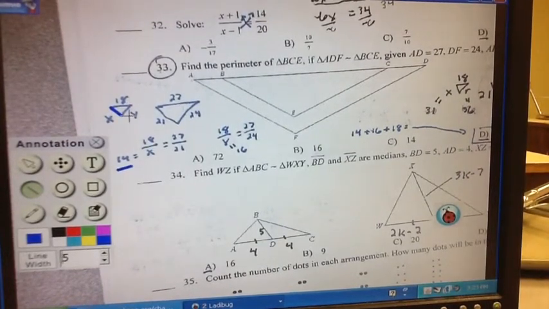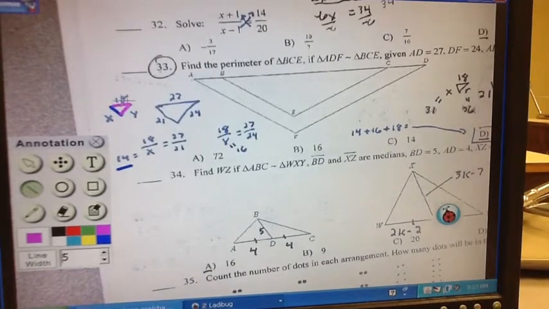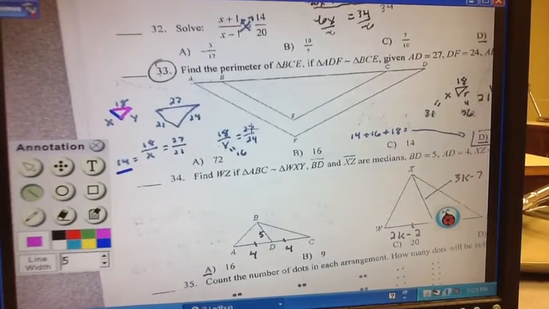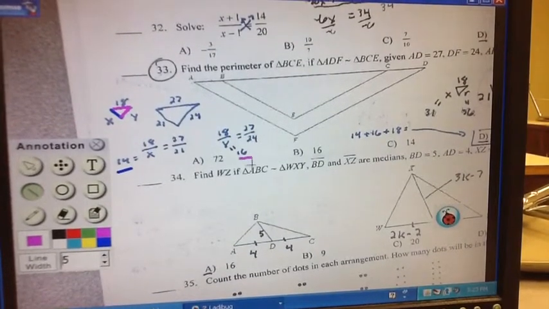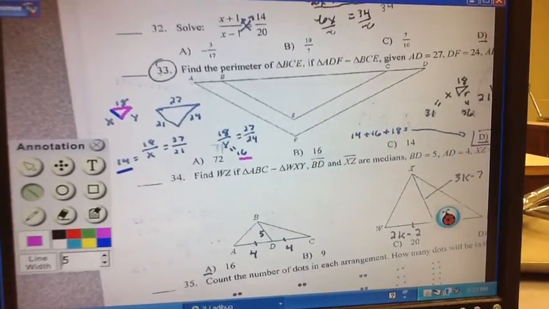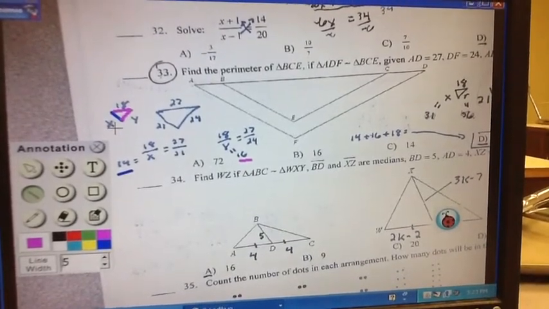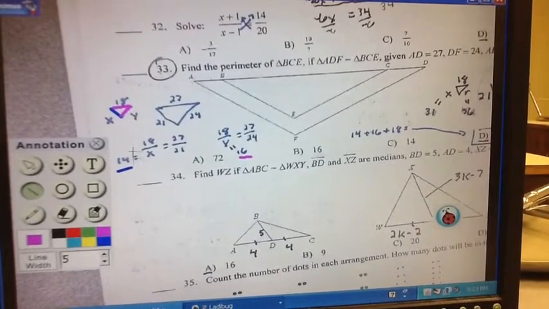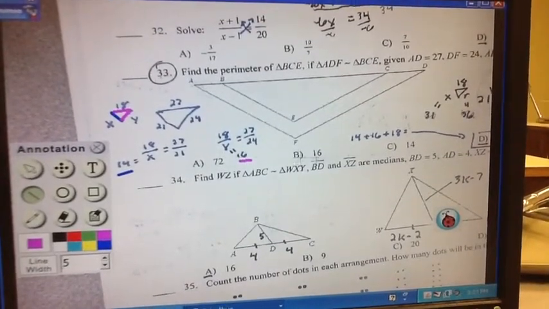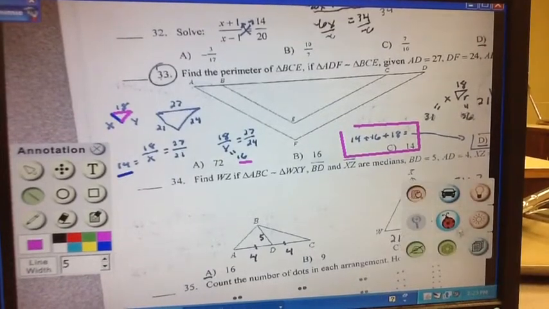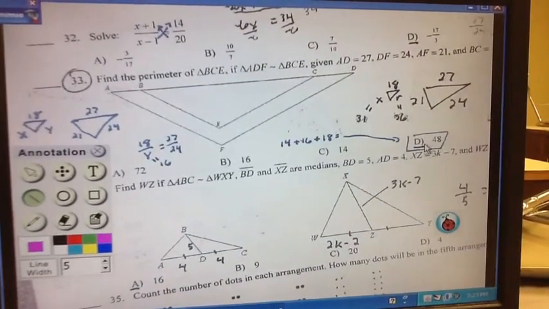On the second one, we're trying to find that y, the other side, so I used 18 and y, and I used 27 and 24. So 18 over y equals 27 over 24, and found 16. Now, it's still not done. I've got to find the perimeter of all these, so I added 18, 14, and 16. I got that shown here, and we end up getting D, 48, as our answer.